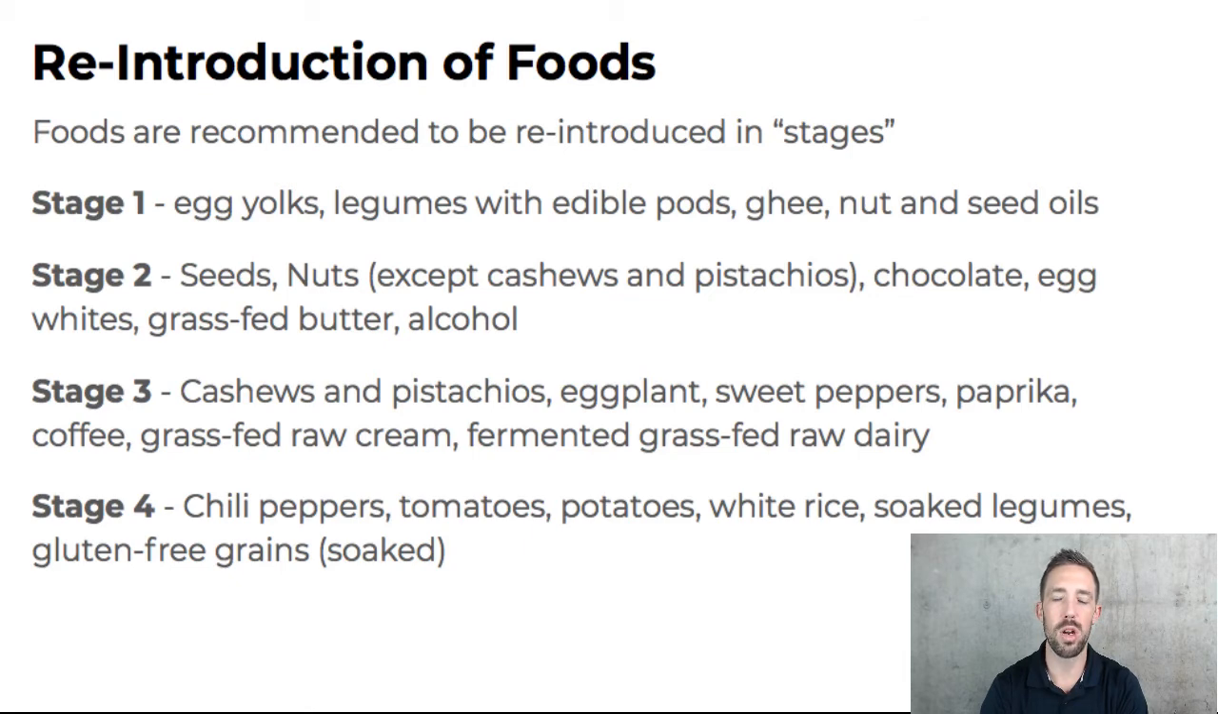And then stage four, you're getting to some of your other nightshades: chili peppers, tomatoes, potatoes, your white rice, and then some of your legumes, if they're properly prepared, soaked or fermented. Some of your grains like quinoa and amaranth, if they're soaked and fermented, if you're ever even getting back to that. But I just encourage being grain-free as much as possible. Yeah, but some of those resistant starches can be really good for the gut too. So there is some benefit to some of those, but you want to be very careful.